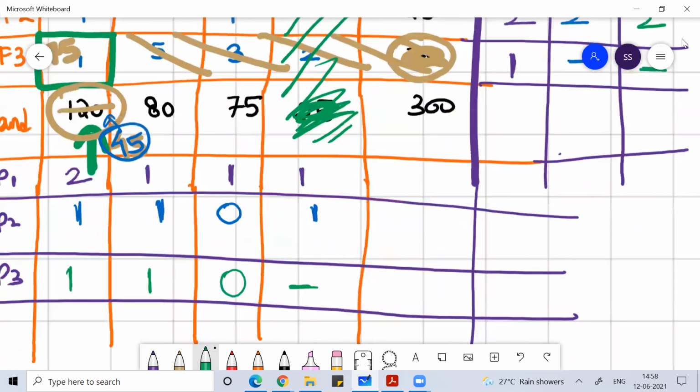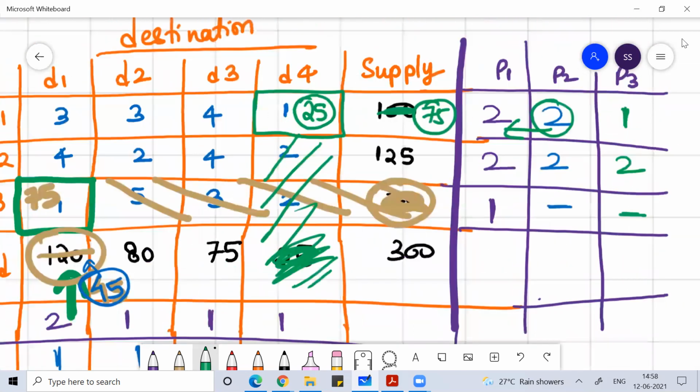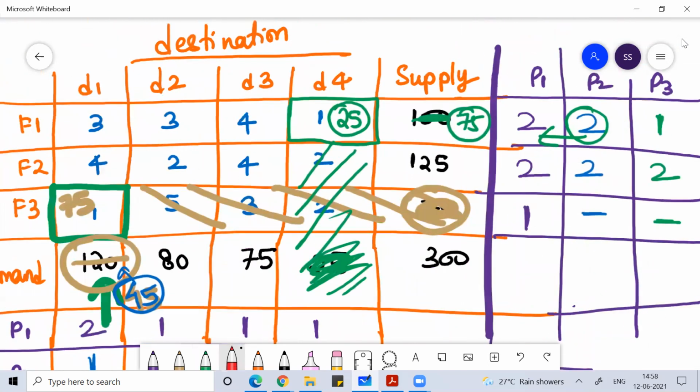Then you see the third penalty, the largest value is 2. There's only one such cell, so this will enter. Which is the smallest value in that row or column? It is 2. The 2 corresponds to a supply of 125 and a demand of 80. So the maximum you can do is 80. If you put 80 here, nothing more can be done for this column, so it will be done. Here what is left is 45.